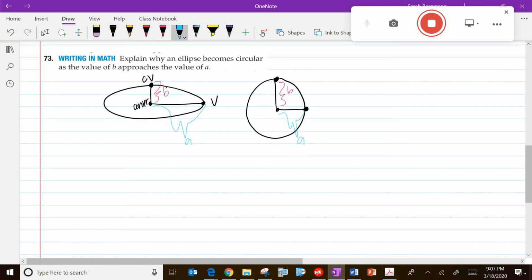When a and b are equal, they would both be the same distance. This would only happen in a circle. a only equals b in a circle. It's no longer an ellipse.